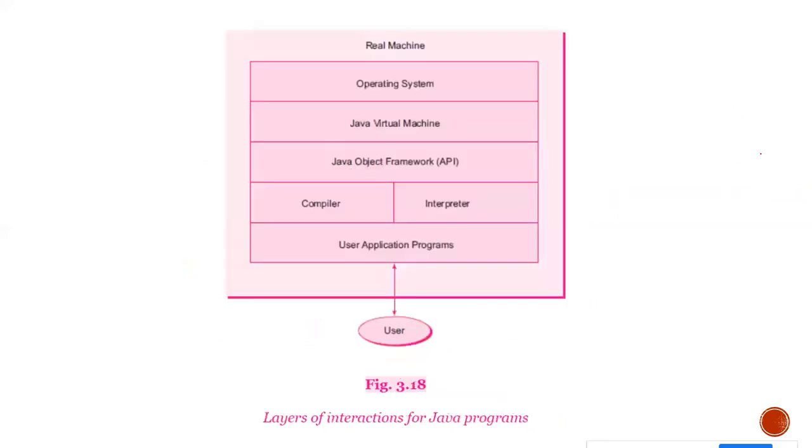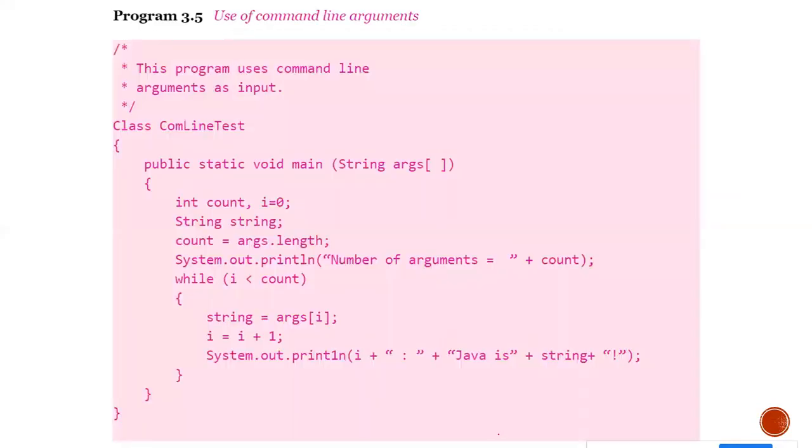And these are the layers for interaction with the Java program: real machine, OS, JVM, Java object framework, compiler, interpreter, user application program. So the JVM sits in between the operating system and the API. So these are all the layers of interaction.